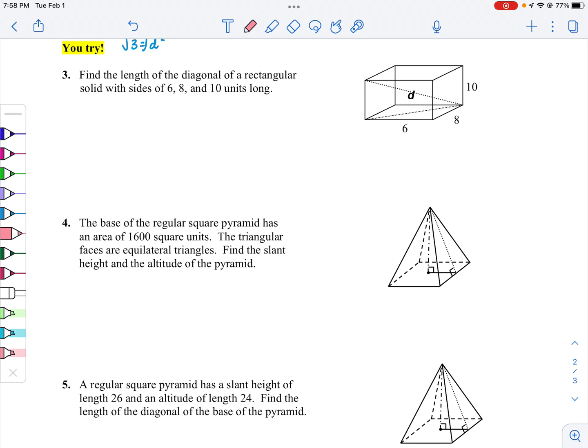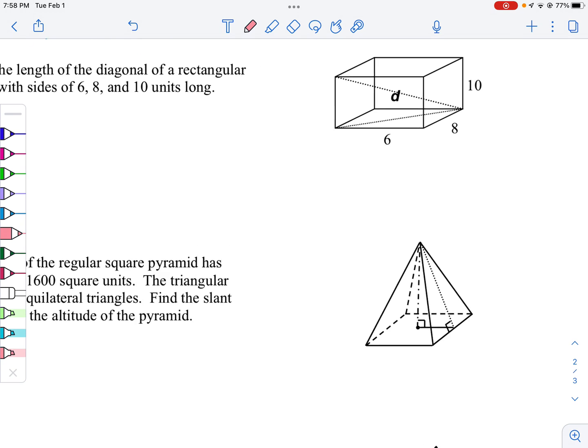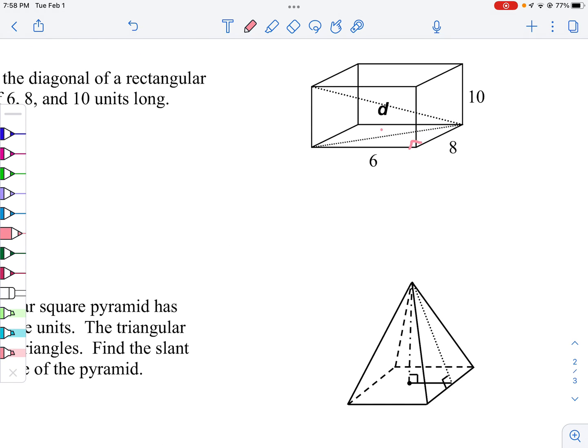Okay, welcome back, ladies and gentlemen. So when you do this, I'm hoping that you recognize down here we have a 6, 8, 10 triangle, and I'm looking and I'm seeing these heights of this figure, this cube, are also 10.